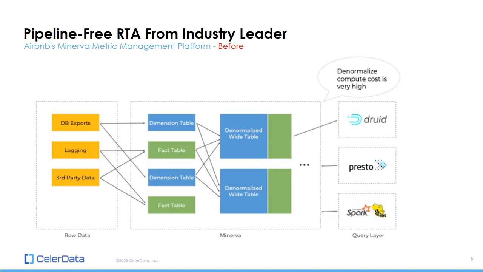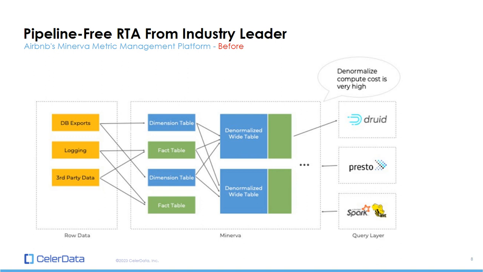Let's look at some case studies first. Airbnb's Minerva project is a metric management platform. It holds 7,000 metrics and has 6+ petabytes of data in it. Before they met StarRocks, they were using Apache Druid and Presto as their query layer, mainly Druid. And they stored a lot of their data in Druid because Druid doesn't really do joins well, or doesn't really do them at all.